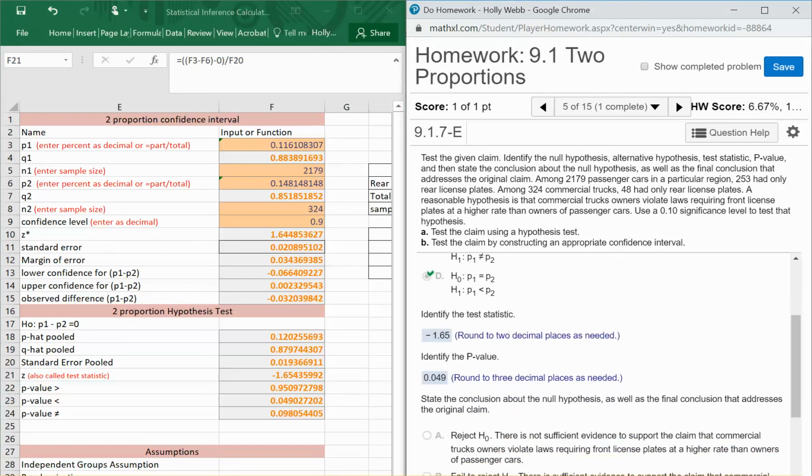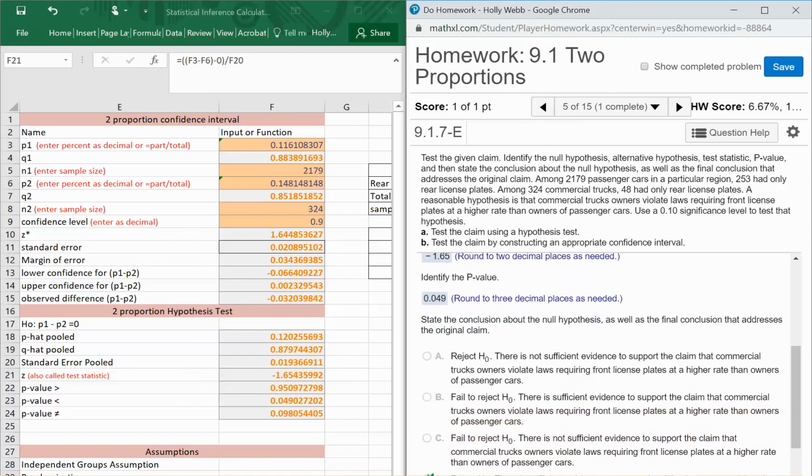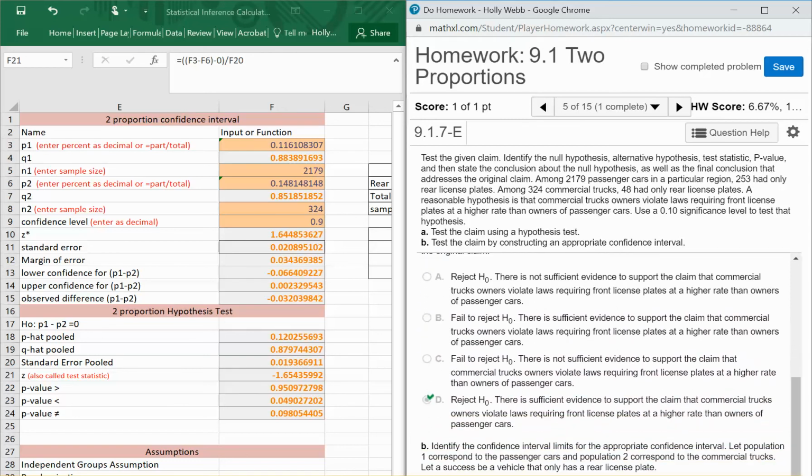The next thing they ask us for is our p-value. This is a left tail test. And so right here, our p-value is going to be 0.049. And we're going to compare that to our alpha level of 0.1. And p here is actually lower than our significance level. Therefore, since our p-value is lower than our significance level, we're going to reject the null hypothesis. There is sufficient evidence to support the claim that commercial truck owners violate the laws requiring front license plates at a higher rate than owners of passenger cars.